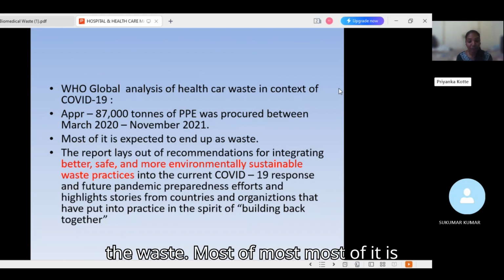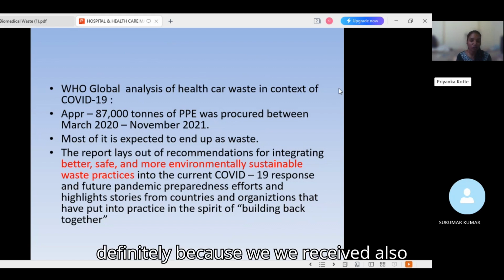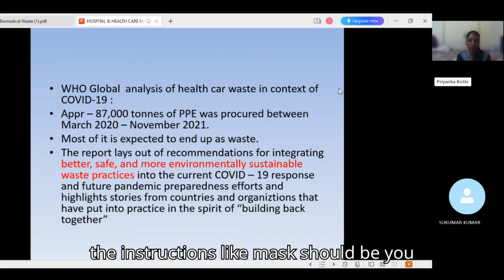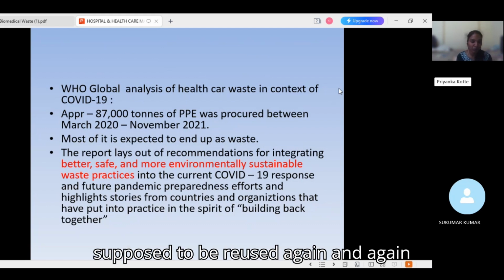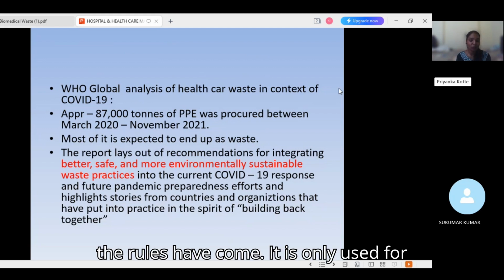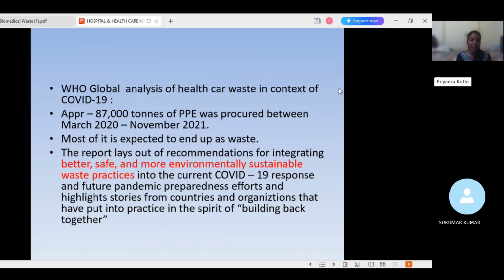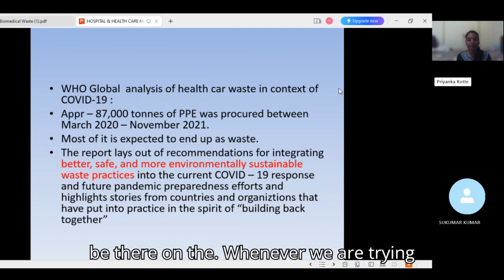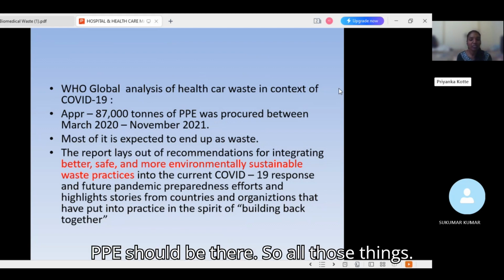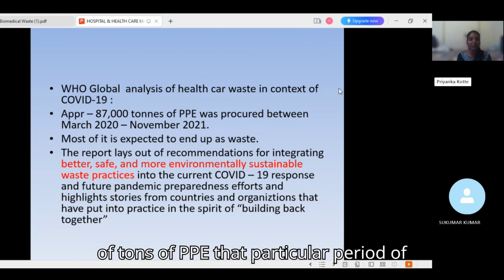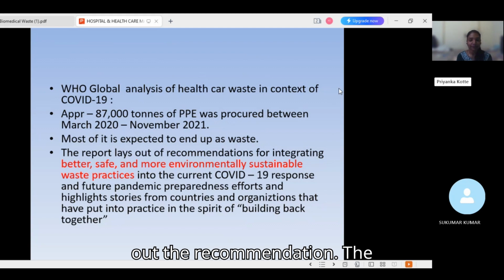Most of it is expected to end up as waste, definitely, because we also received instructions like the mask should be worn only for 24 hours, and there should be a double mask also. They are not supposed to be reused again and again; later the rules came that it is only used for 6 hours. And whenever we are treating a patient, the complete PPE should be there. So all those things are the reason a lot of tons of PPE was produced as waste in that period of time. And the report also lays out recommendations.